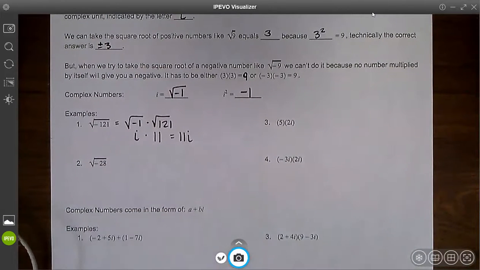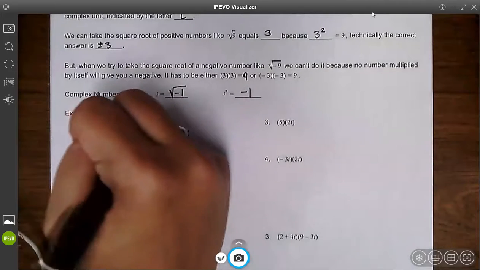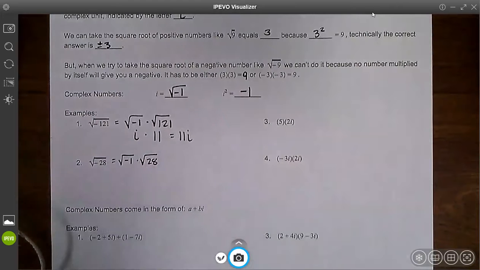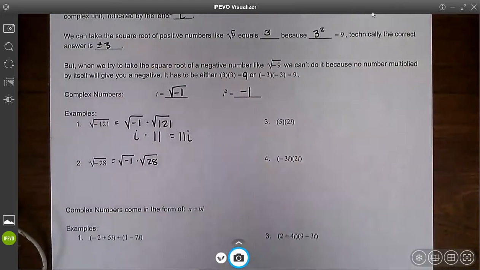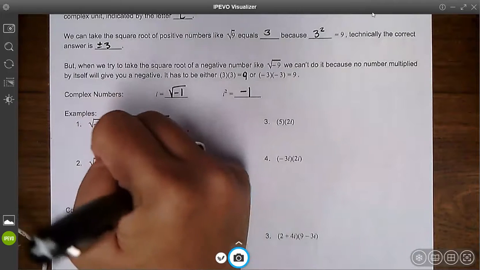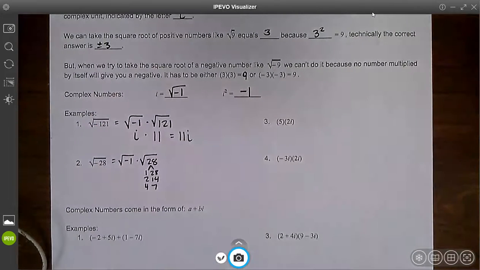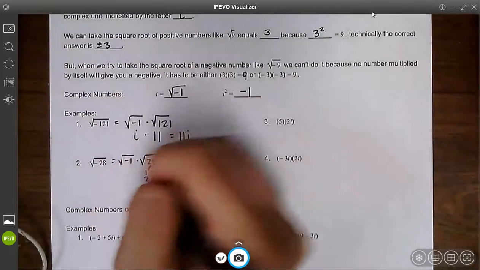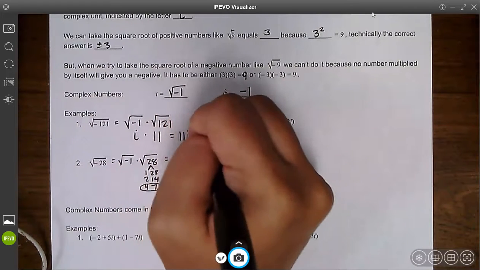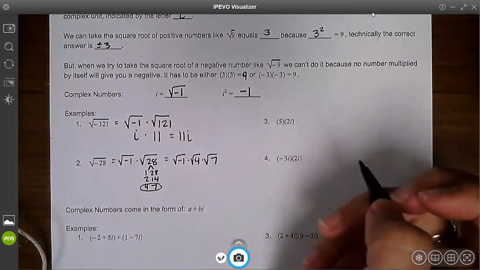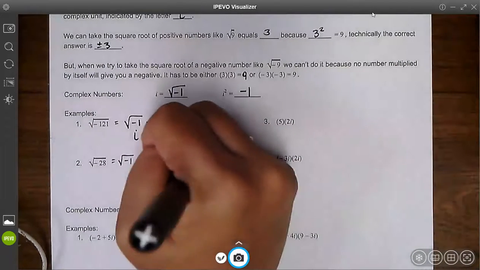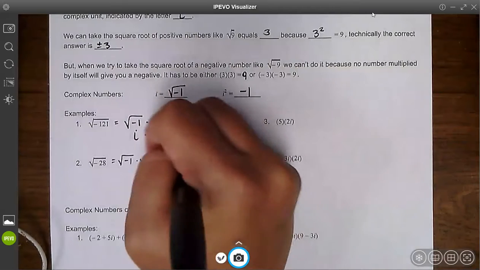The next one, the square root of negative 28. This is equivalent to the square root of negative 1 times the square root of 28. 28 is not a perfect square, so we need to list its factors. 1 and 28, 2 and 14, 4 and 7. 4 and 7 are going to be the factors we use. This is equivalent to the square root of negative 1 times the square root of 4 times the square root of 7. Square root of negative 1 is i, the square root of 4 is 2, so we have 2i, and then root 7 is left over.